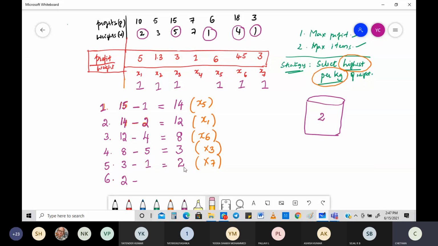So what should be done? I told you very clearly that you can select only part of it also, and that is fine with me. If you select only part of this weight also, I don't mind. Among this entire 3 kg, be careful, I need only 2 kg. So I'll only take 2 kg.